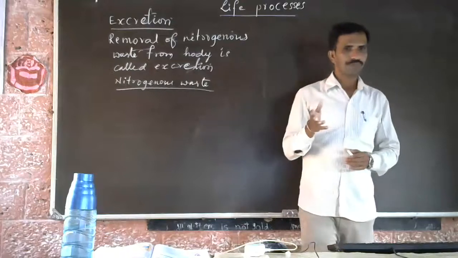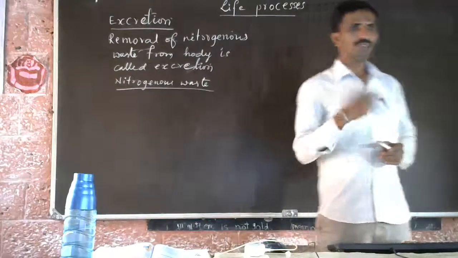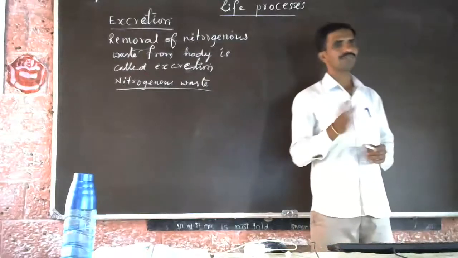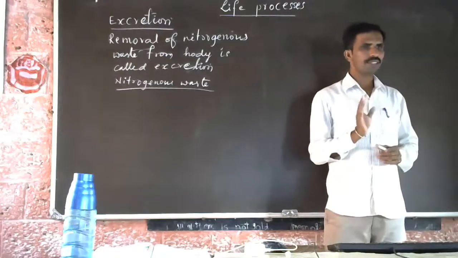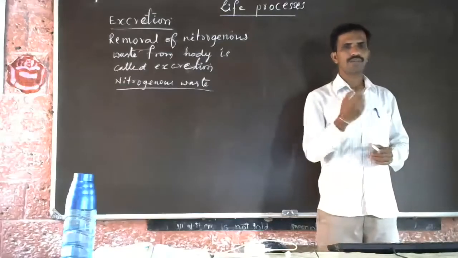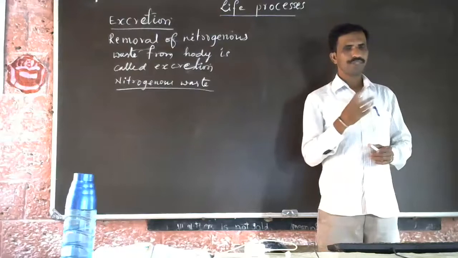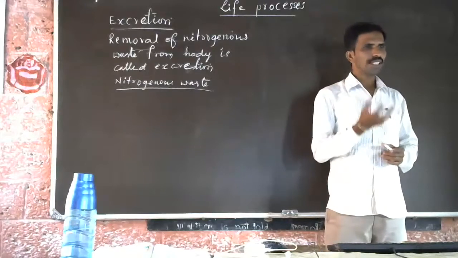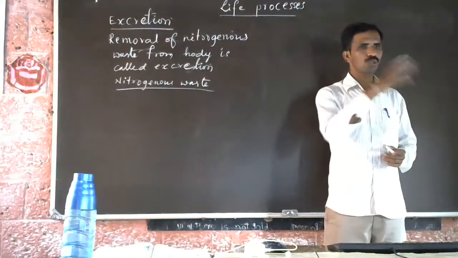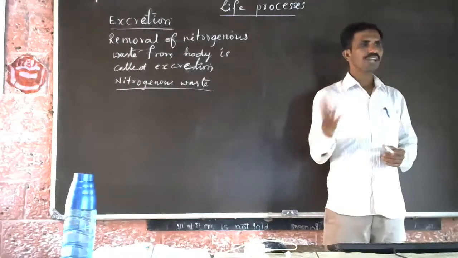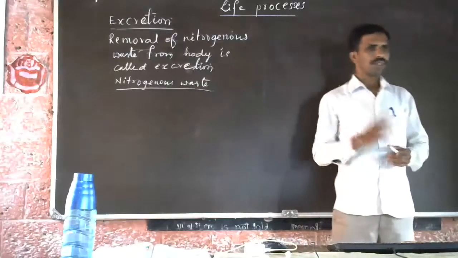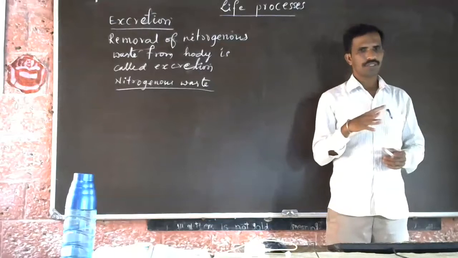Nitrogenous waste means what? As you know, we take food. Food contains protein, carbohydrates, fat, and many other minerals. Sometimes we take excess food. If you take carbohydrate, after digestion it gets converted into glucose and is stored in the body in the form of glycogen. Similarly, fat is also stored in the body.